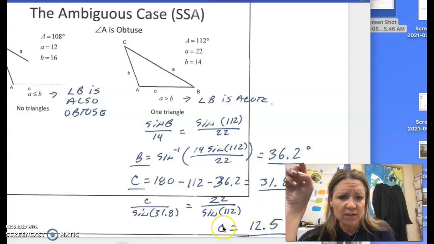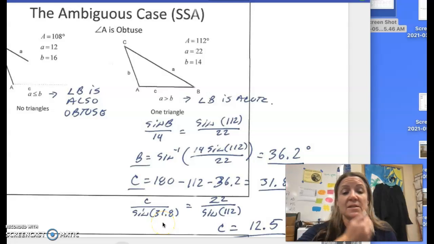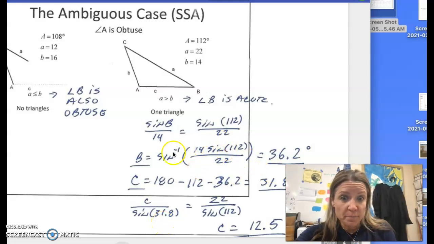And then we only have one side left, side C, so we're going to say side C over the sine of angle C, equal to side A, which is 22, over the sine of angle A, which is 112. Do the cross product and solve. If you need help putting this in your calculator, please let me know, and I can help you either after a Zoom or during class.